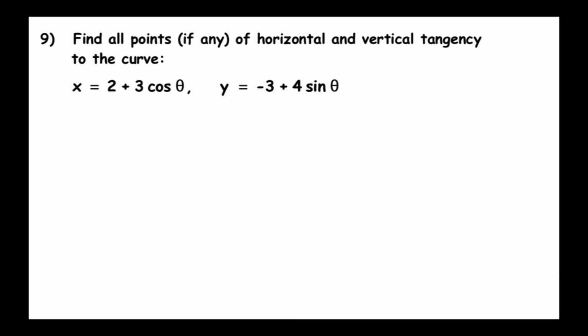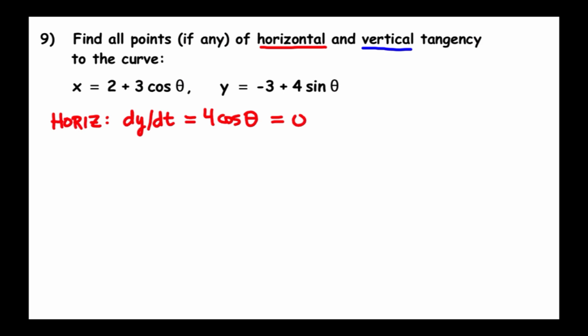Okay, here again, we're going to find all the points where we have horizontal tangents and vertical tangents to the curve. It's a parametric curve. We'll start with our horizontal first. For the horizontal tangents, dy/dt, of course, has to be 0. And I found that dy/dt is 4 cos theta. If you set that equal to 0, then cosine of theta is 0. So then theta has two possibilities. It could either be pi over 2 or 3 pi over 2.